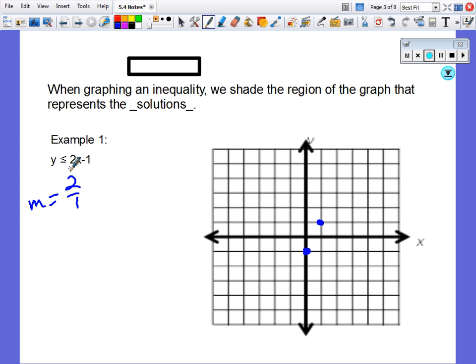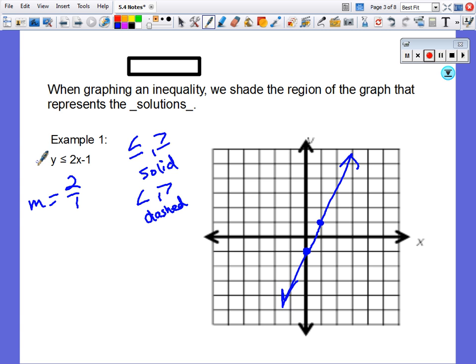Now, you also have to pay attention to whether the inequality is equal to or not equal to. This one is equal to. So keep in mind, if you have less than or equal to or greater than or equal to, it's a solid line. And if you have just less than or greater than, it's a dashed line. Now this has an equal, so it makes it a solid line. So then I'm just going to do that there.